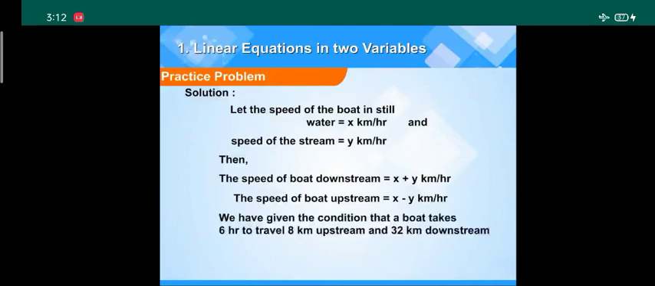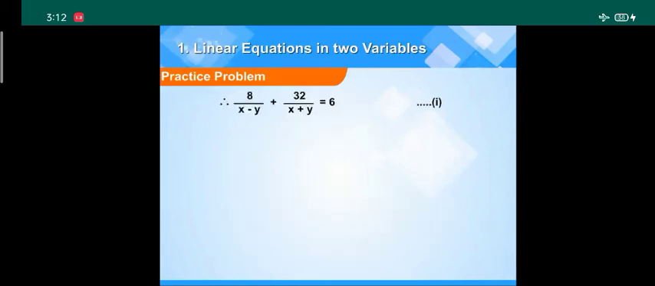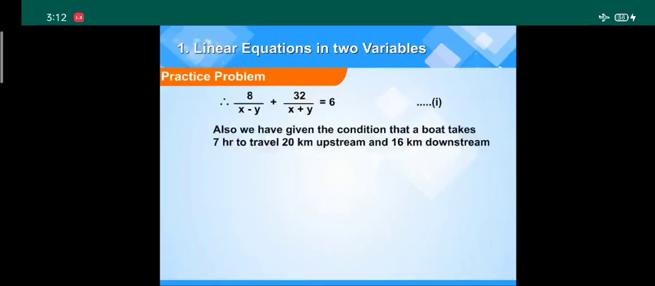We have given condition that a boat takes 6 hours to travel 8 km upstream and 32 km downstream. As you know, time is equal to distance divided by speed. Therefore, 8 divided by x minus y plus 32 divided by x plus y is equal to 6. This is equation number 1.